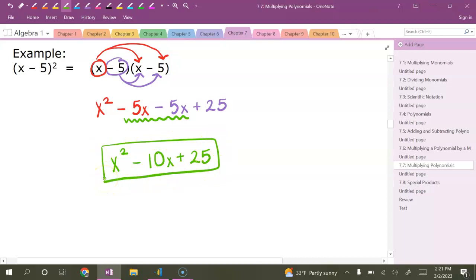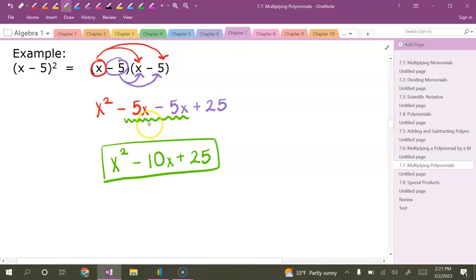A shortcut that you can think about for these types of problems is you're squaring the first term, that was x squared. You're squaring the last term, which got me positive 25. And then you're taking the x and the negative 5, and you're basically smushing them together. You're putting the number first, and then you're doubling that to get your middle term.